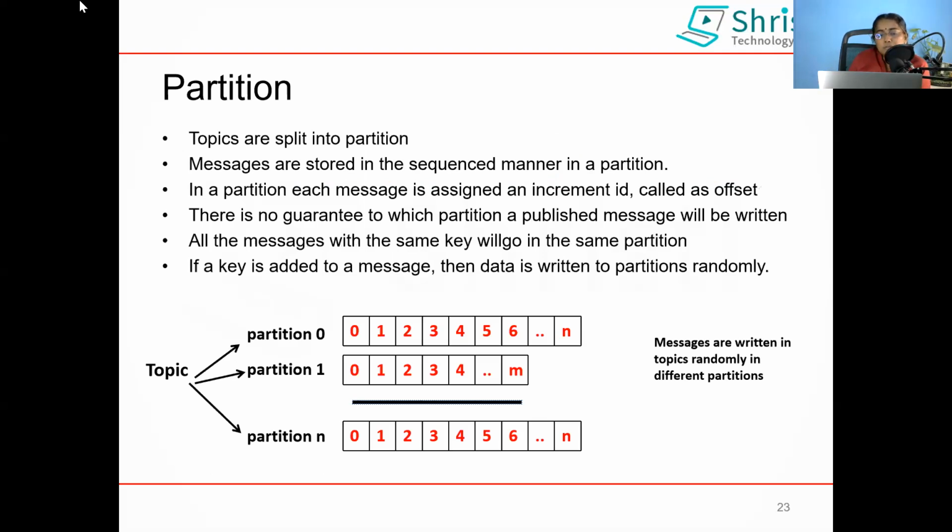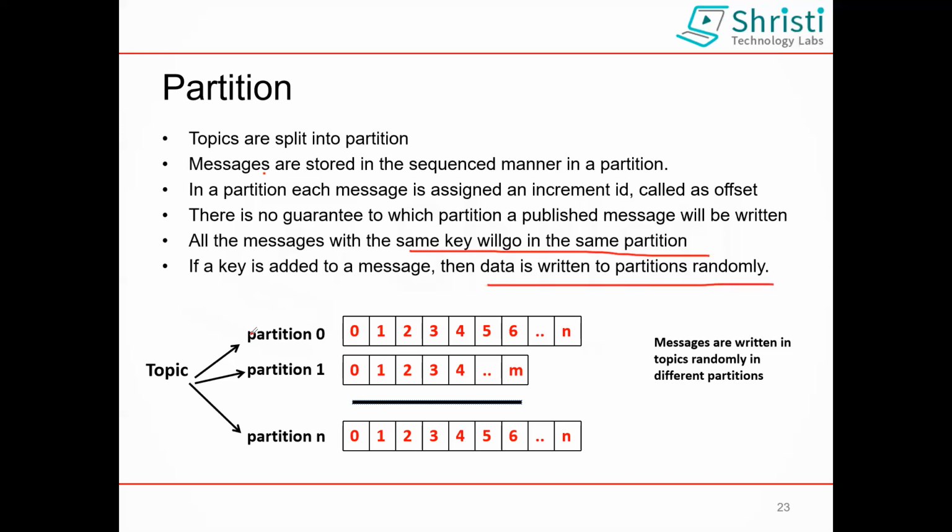Okay, see guys, this is how the partition will be. Messages are stored in a sequential manner only. Each message is assigned an incremental ID, which is called an offset. There is no guarantee in which way the messages will be stored. If your message has a key, all the messages with the same key will go to the same partition. If there is no key, the data will be written randomly. Every partition will have offset values. So in partition 0, this is my offset value 0, one message. Offset value 1, the next message. Offset value 2, the next message. These are all offset values.